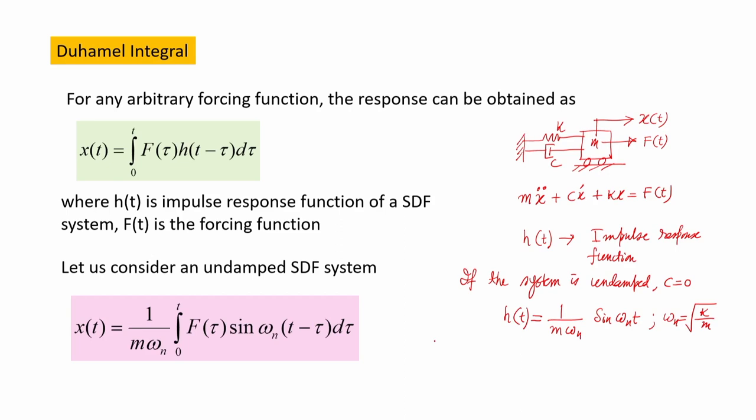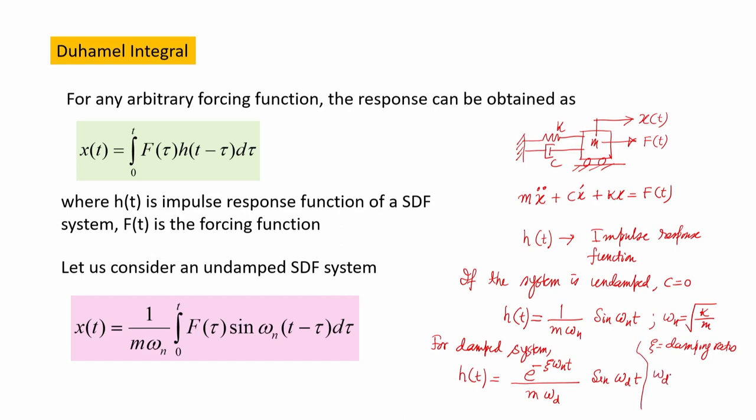If the system is considered to have damping, say for a damped system, the impulse response function will be e to the power minus xi omega n t divided by m omega d sine omega d t. Now here xi is the damping ratio, and omega d is the damped natural frequency. It is given by omega n into root over 1 minus xi square.